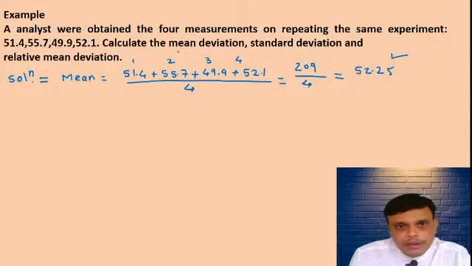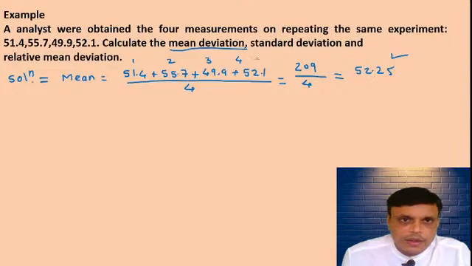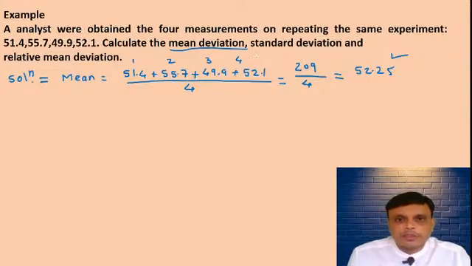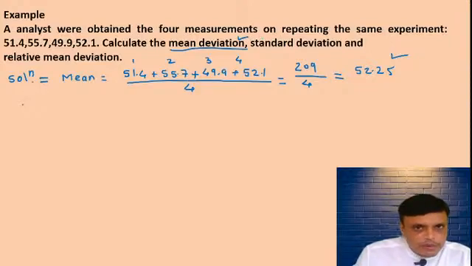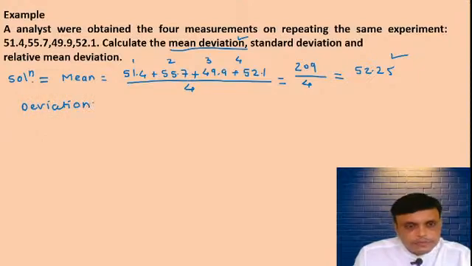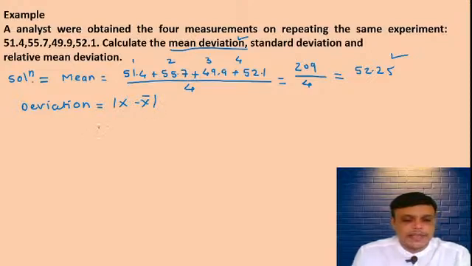Then what you have to calculate? You have to calculate the mean deviation. But to calculate mean deviation, first you have to calculate deviation. So the second thing you have to do is calculate deviation. And what is deviation? Deviation means x minus x bar.